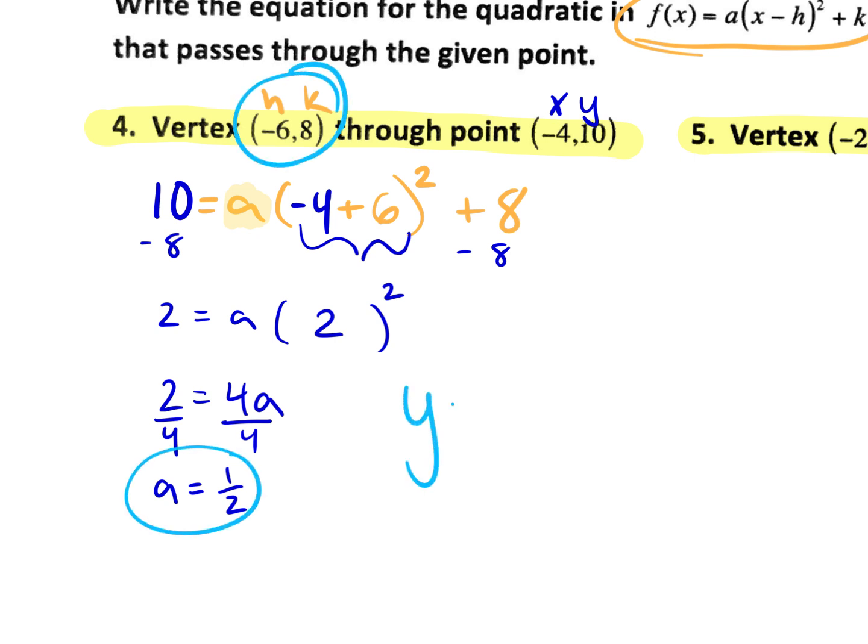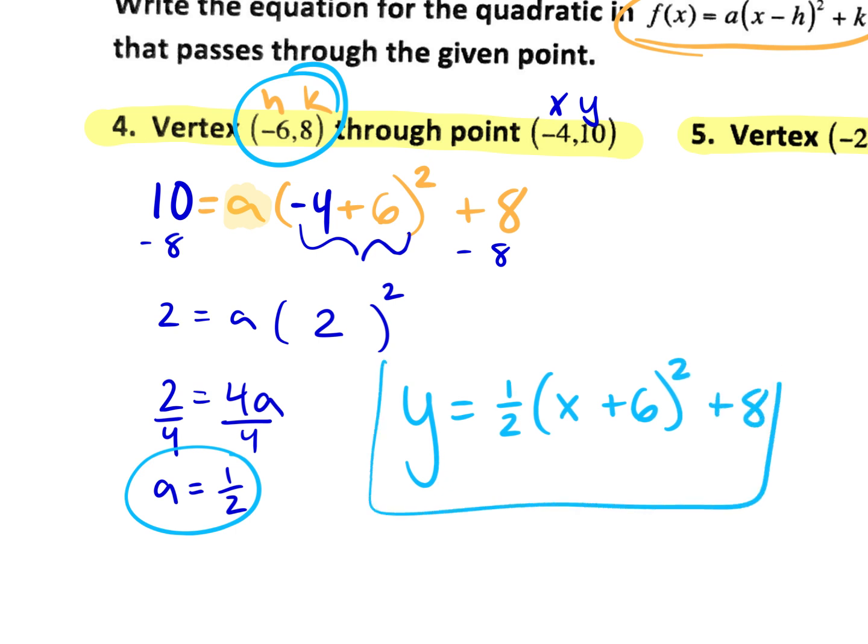So now in our formula, we plug in the h and k and the a. So we have y equals, what's our a? 1/2, we just found that, times x minus h, so x plus 6, you always change the sign of the h, squared, plus 8. So this would be our vertex form formula, our equation of the quadratic.